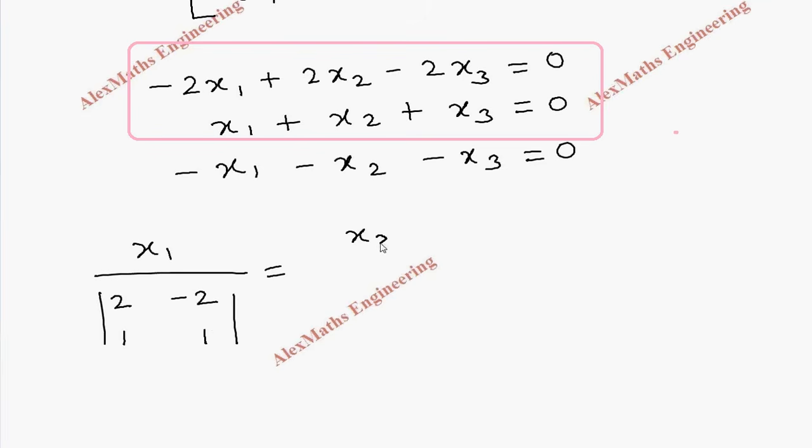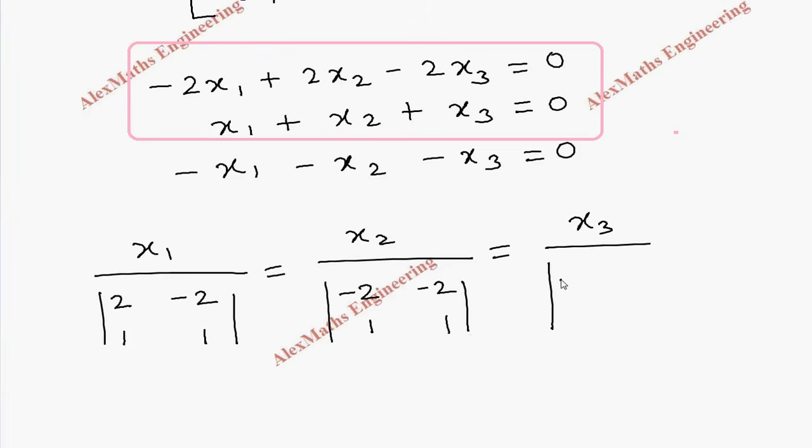Then x2 by, write the coefficient of x3, then x1. Sorry, when we take x1, we write the coefficient of x2 and x3. When we take x2, we write the coefficient of x3 and x1. And when we take x3, we take the coefficient of x1 and x2.